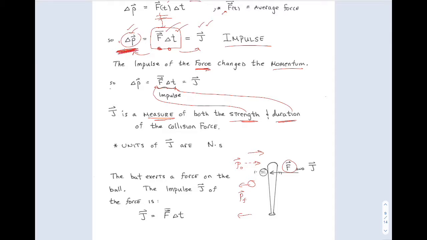Change in momentum: think about that. It refers to what the ball did, went in to the right, went out to the left. The impulse refers to what caused that to happen. The bat exerted a force over a short period of time.